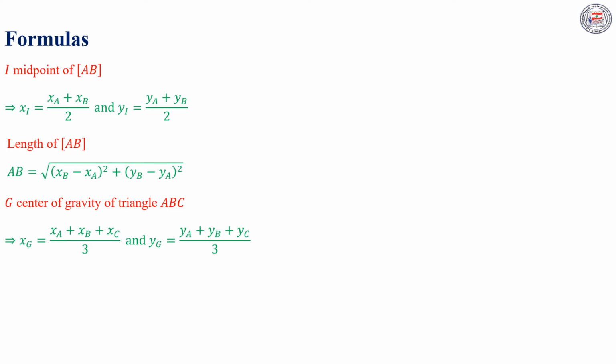As a reminder of the formulas: if I is the midpoint of AB, then xI equals (xA plus xB) over 2 and yI equals (yA plus yB) over 2. The length of AB is AB equals radical of (xB minus xA) squared plus (yB minus yA) squared. If G is the center of gravity of triangle ABC, then xG equals (xA plus xB plus xC) over 3 and yG equals (yA plus yB plus yC) over 3.